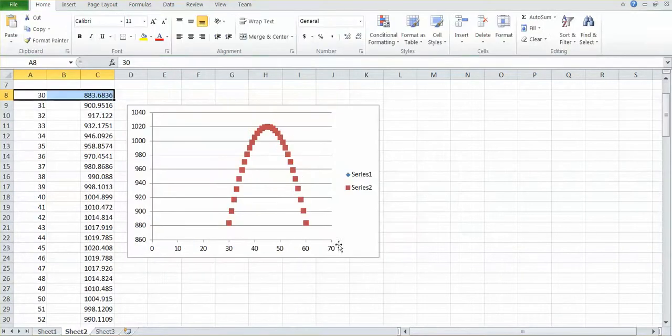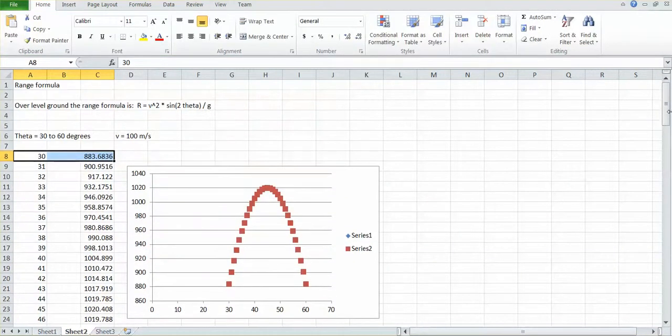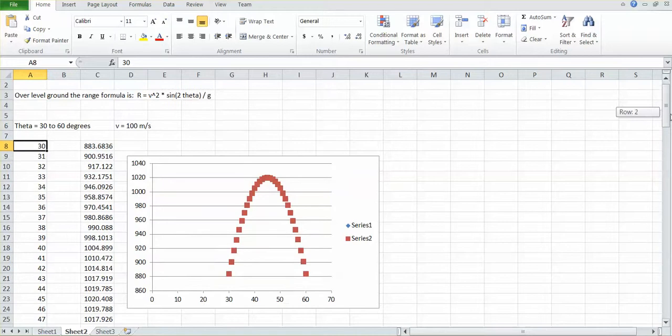In the next sheet, we're looking at the range formula. This is the range formula over level ground: the velocity squared times sine of 2 theta divided by g. Again, we're starting with 100 meters per second. We have this formula all plugged in here and ready to go. And then what we're going to change here, instead of changing the time, is the angle a little bit. Okay, now you can play with this.